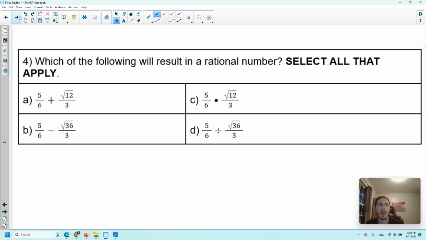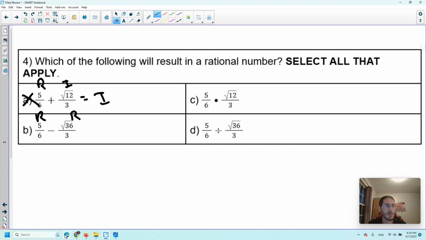So for number 3, which of the following results in a rational number? Select all that apply. So the nice thing is we could just throw these all in the calculator if we really want to. This one's not going to work out because this is a rational plus an irrational, which is always going to be an irrational, so I'm not going to pick A. For B, I got 5 over 6 minus square root of 36 over 3. It looks like this one's irrational, but we got to be careful. Believe it or not, that's a rational number.